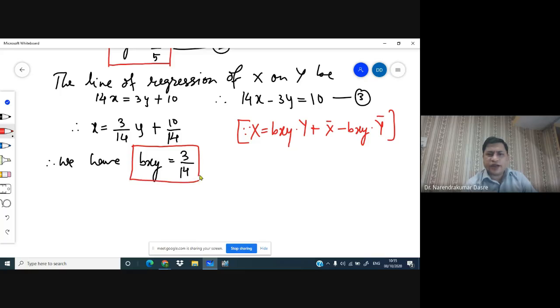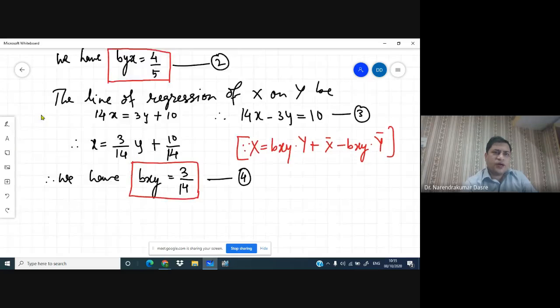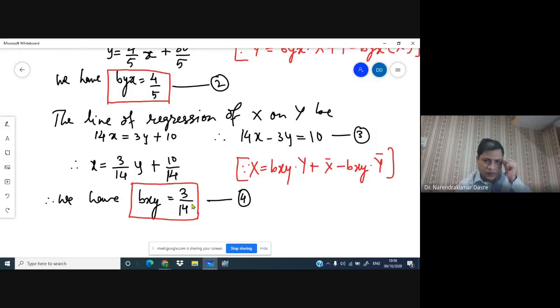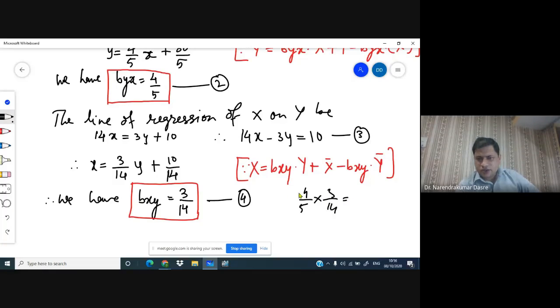Now we need to check whether our calculations are correct. Now you can see this is going to be 4 by 5 into 3 by 14. So what we get here: you can cancel 2 here and 7 here, and this is going to be 6 by 35, which is less than 1. So if it is less than 1, then our calculations are correct.